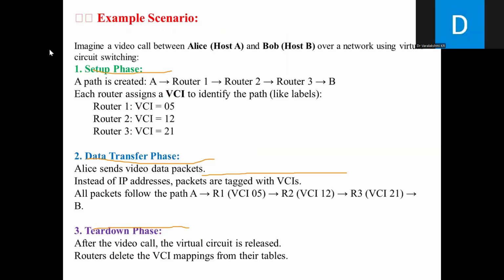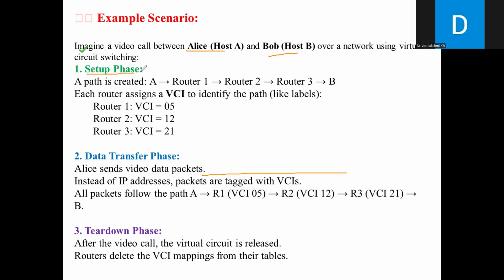Then we will take a few examples of how this is going to work. Imagine a video call, since as I said, it is very good for voice or video transmission of packets. Let's imagine you are getting a video call between two hosts, host A and host B. I take the names of the persons as Alice and Bob. Over a virtual circuit, this is a virtual connection, and as we know it is handled in three phases.